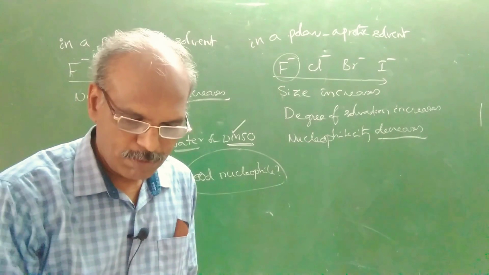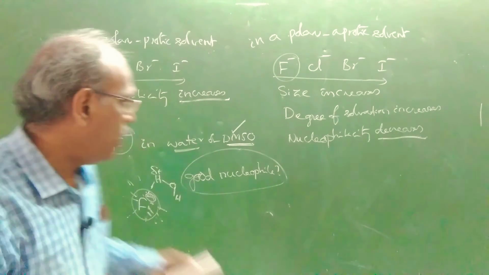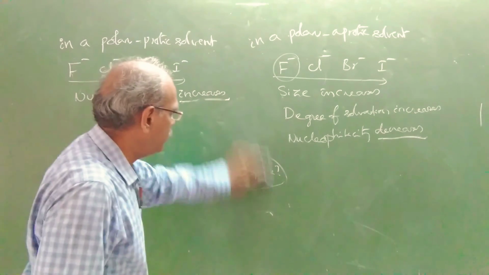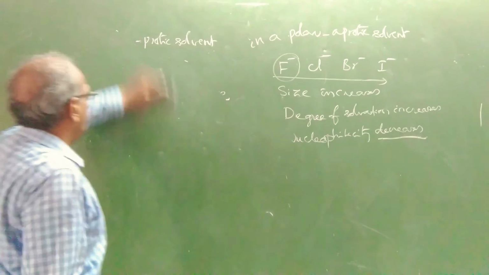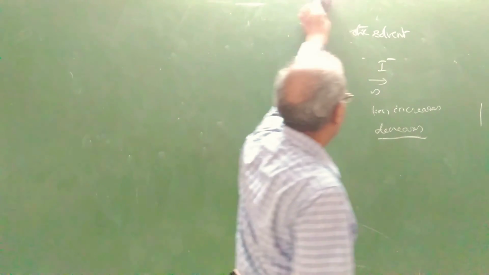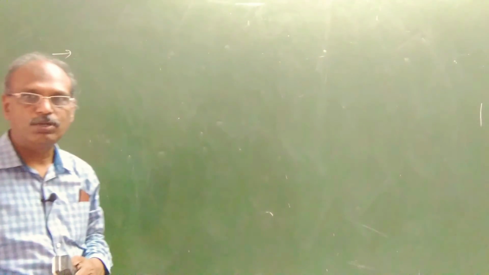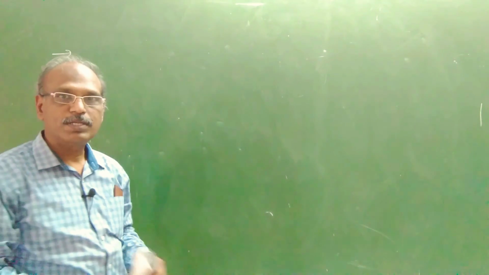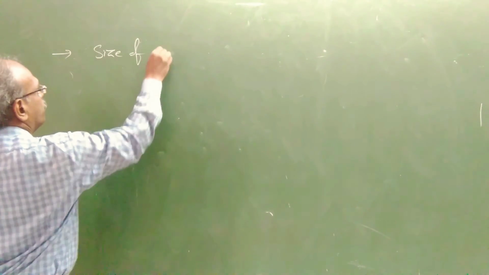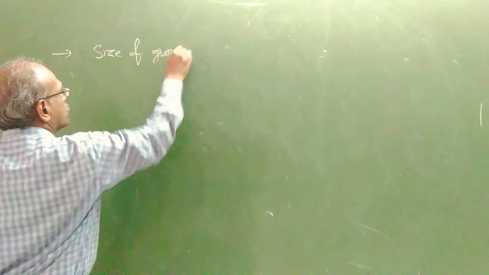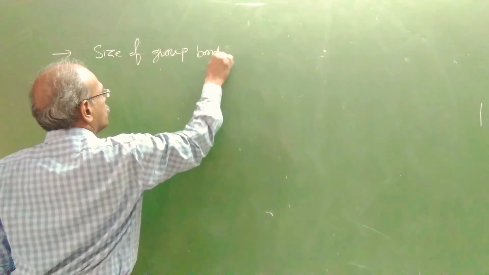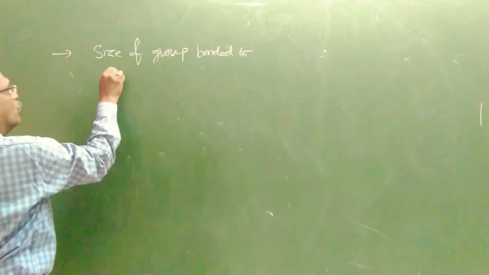Okay, so this is about reagents, nucleophile and electrophile. And we have to see one more point regarding nucleophilicity. What we have seen: electronegativity, magnitude of charge on the donor atom, effect of solvent, and size of group bonded to the donor atom.